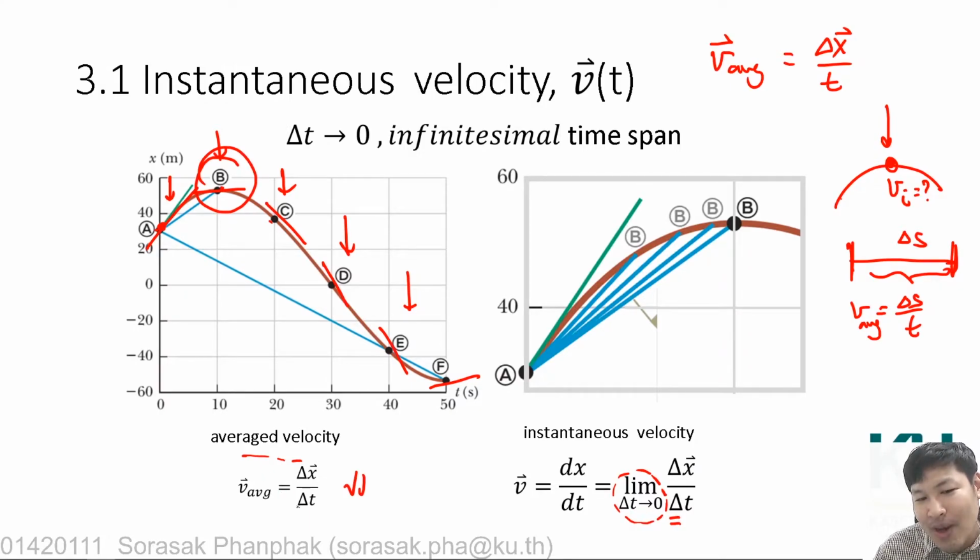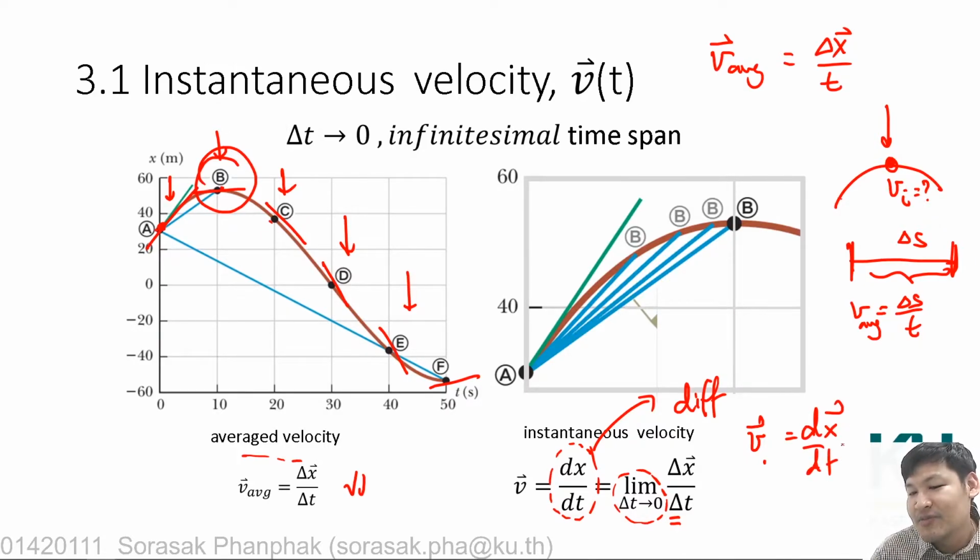So when you divide by dt, you would like to make it as small as possible. At that point, you introduce the differentiation, or called diff, into the term. So if you would like to find the instantaneous velocity, we just differentiate position or displacement with respect to time. The change of position, the change of displacement, is your velocity.